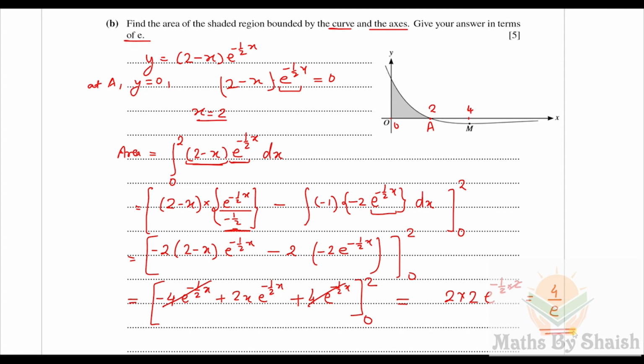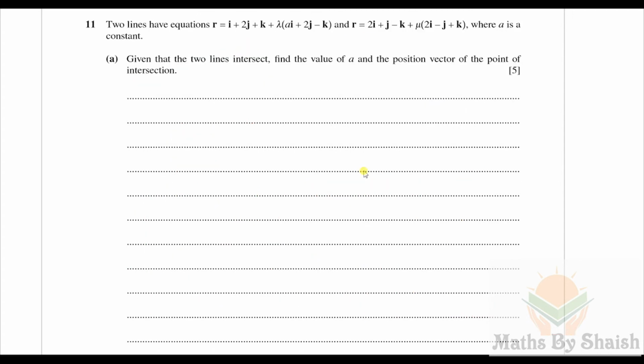Next question, that is the 11th question. This is question number 11, the last question of this paper. Two lines have equations r is equal to i plus 2j plus k plus lambda times (ai plus 2j minus k), and r is equal to 2i plus j minus k plus mu times (2i minus j plus k), where a is a constant.